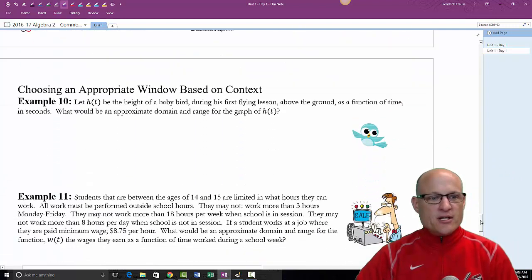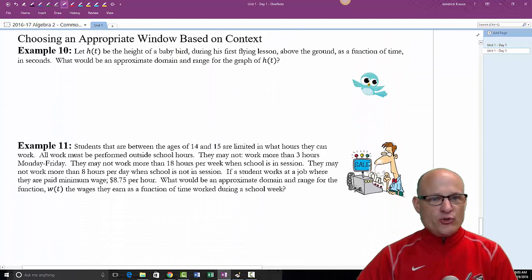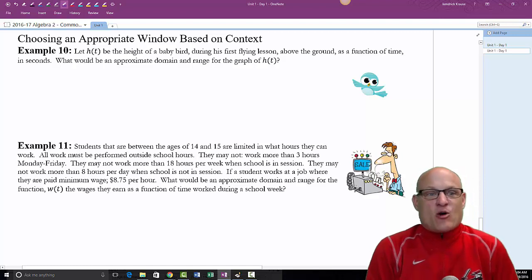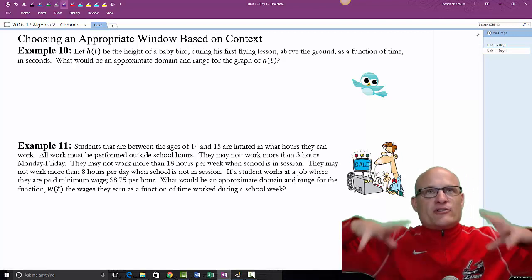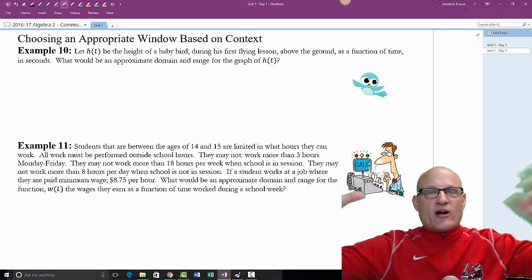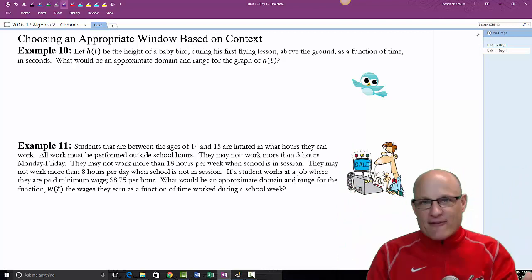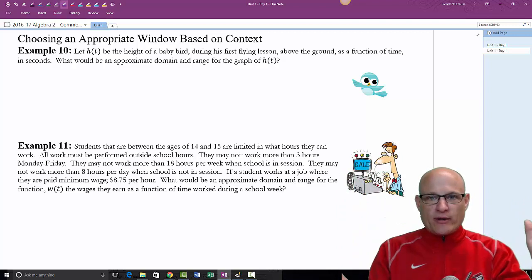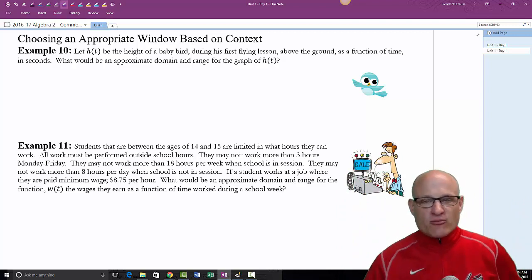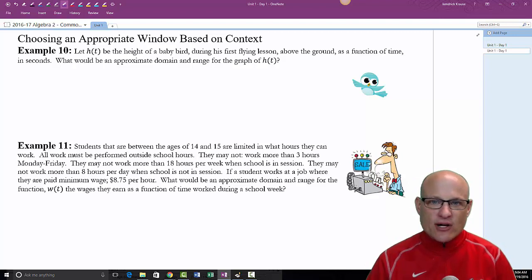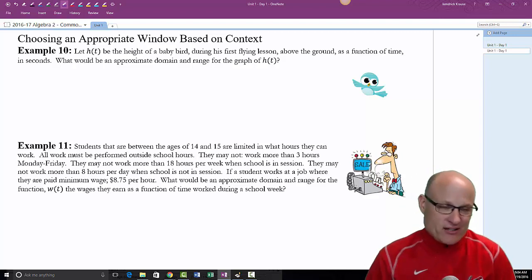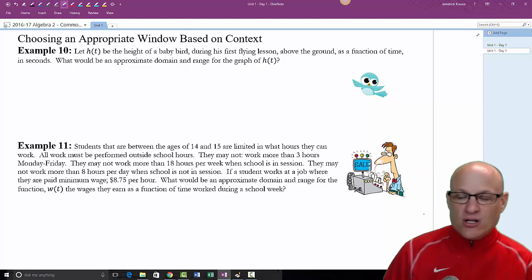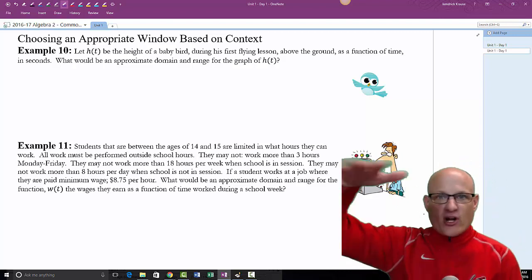All right. We got 3 more questions. Choose an appropriate window based on the graph. Now, these can be different. What I mean by an appropriate window is, if you were going to graph this on a piece of graph paper, or if you were going to use your graphing calculator, how would you set up your window? Most real-life problems don't have negative values, right? If we're talking about time, there's no negative time. We're talking about distance.